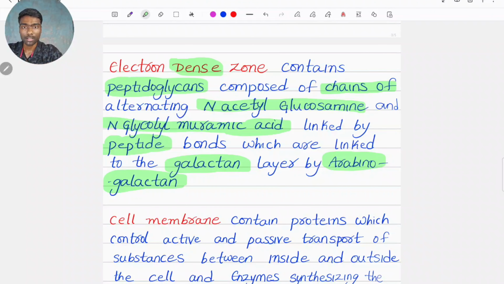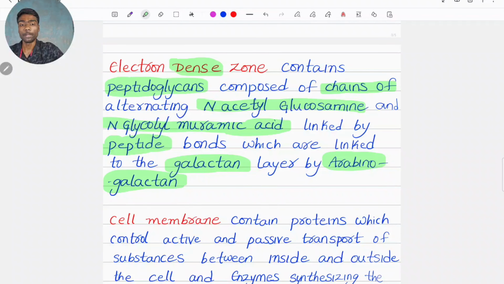Already I told you the electron dense zone contains arabinine, galactan, lipomannan and peptidoglycan. Here, inside the peptidoglycan, it contains NAG, N-acetyl glucosamine, and NGM, N-glycolyl muramic acid, linked by peptide bonds.